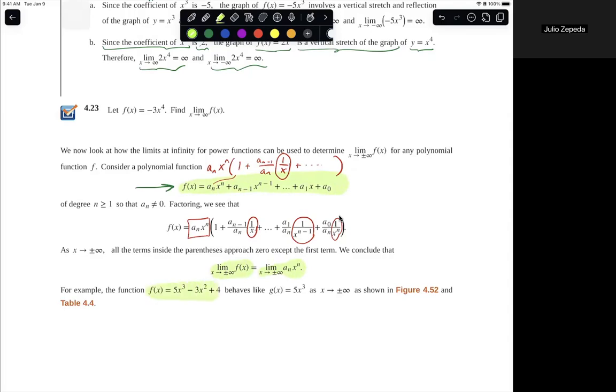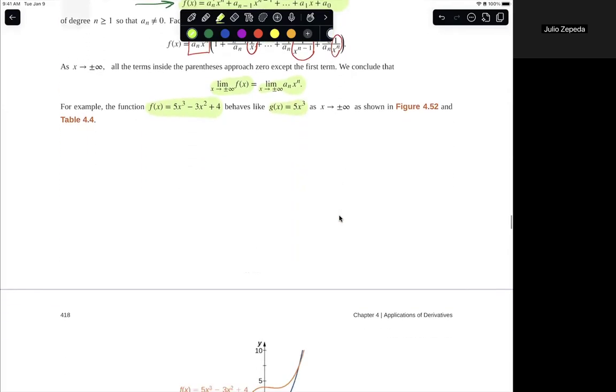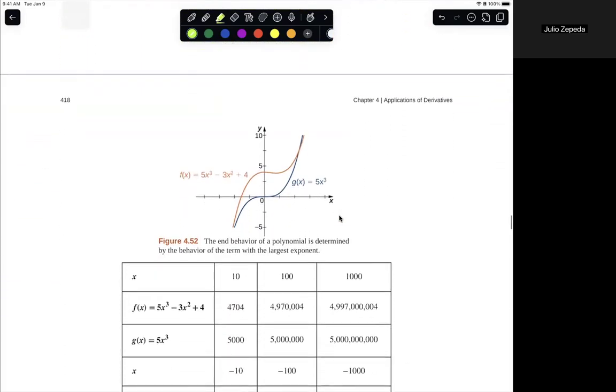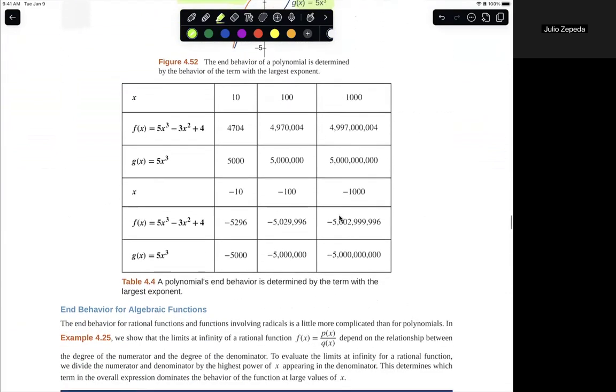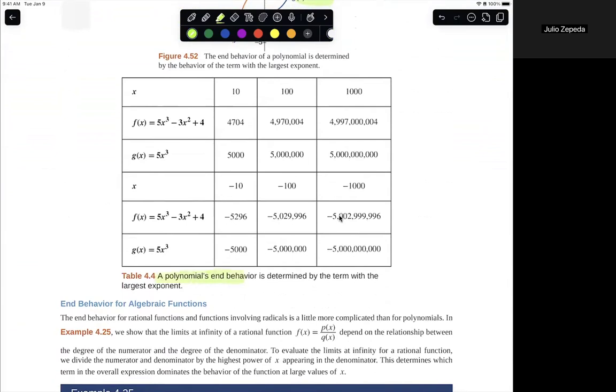For example, here's a polynomial with 3 terms, and notice they just look at the leading term, 5x cubed, and they have the same behavior. They are different functions, as you can see in this graph. They're clearly different colors, different shapes, but the end behaviors are the same. The end behavior of a polynomial is determined by the leading term. A polynomial's end behavior is determined by the term with the largest exponent.